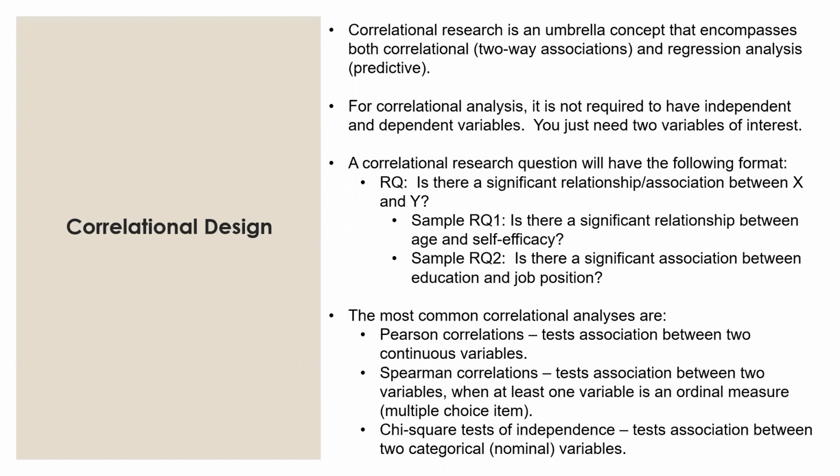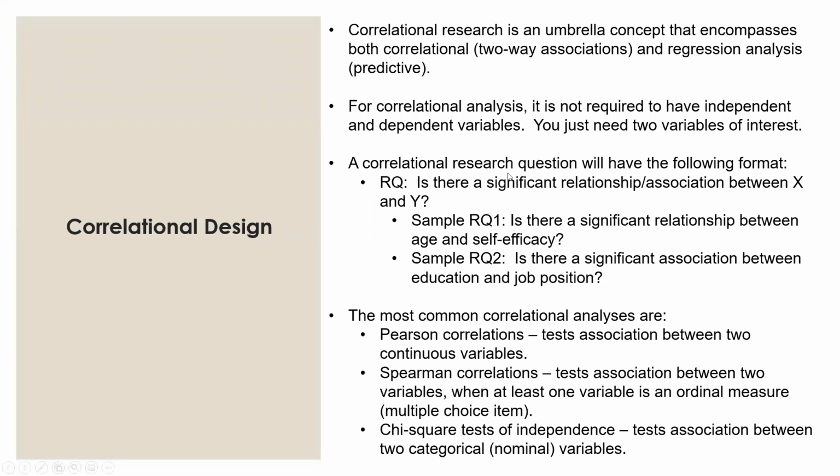A regression analysis is used when you're trying to predict an outcome. So you have a group of predictors or independent variables, and you're trying to predict a dependent variable, sometimes called a criterion variable.